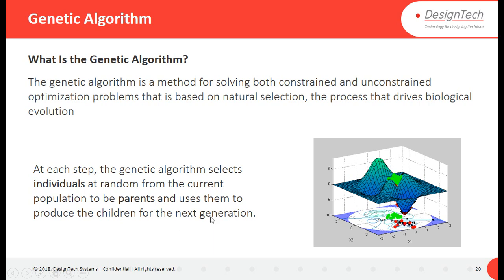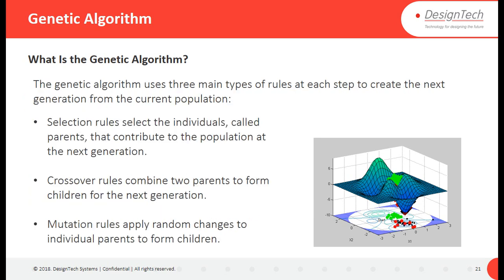Now the question is how parents will be selected. There are three ways we will discuss: how parents will be selected, and from the parents how children go into the next iteration or the next generation. The genetic algorithm uses three main types of rules at each step to create the next generation from the current population. First, selection rules select the individuals, called parents, that contribute to the population at the next generation. So we require children from the parents.